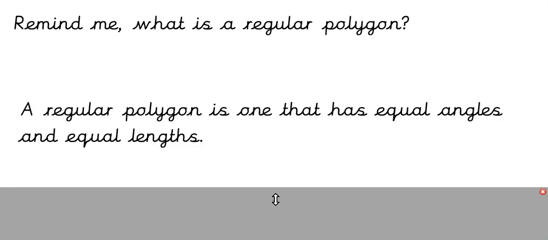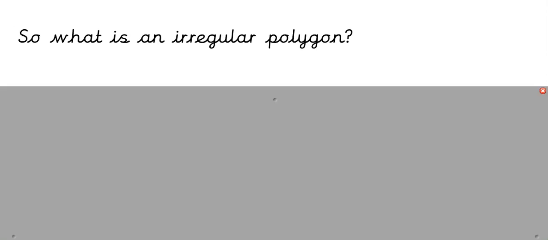So a regular polygon is one that has equal angles and equal lengths. So for example, a square is a regular polygon. Well done if you got that correct.